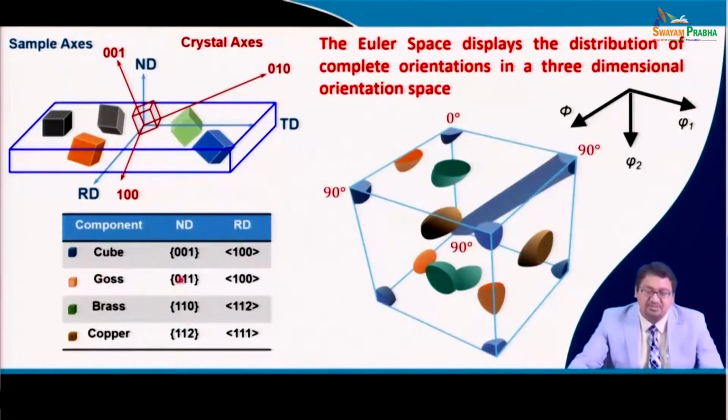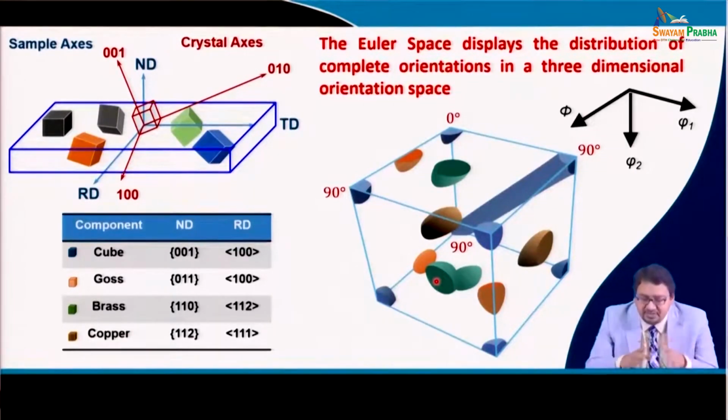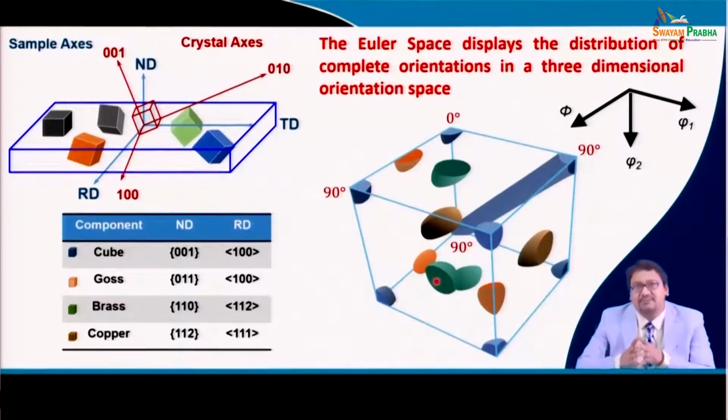Now, you see goss, which is 0 1 1 1 0 0, forms at 3 different positions. You see brass, which is shown in the bottle green color, also forms at 3 different positions. On the other hand, you see copper also forms here and here. But you see, while demonstrating these texture components using our Euler space, visualizing this and the angular position of each of this cube, goss, brass and copper component becomes extremely difficult, right.